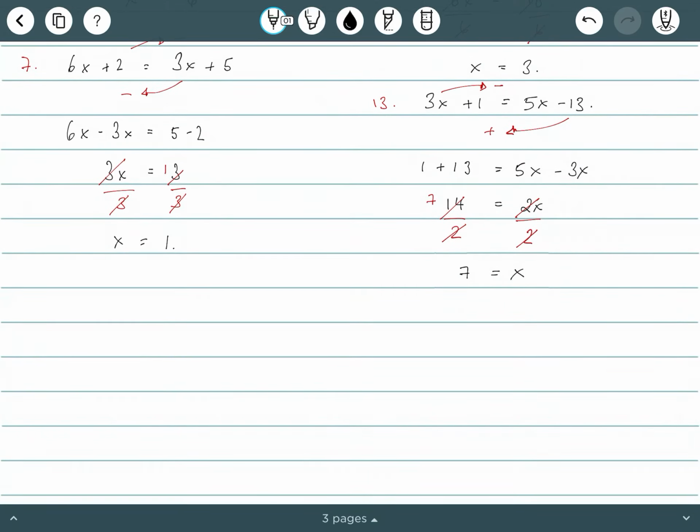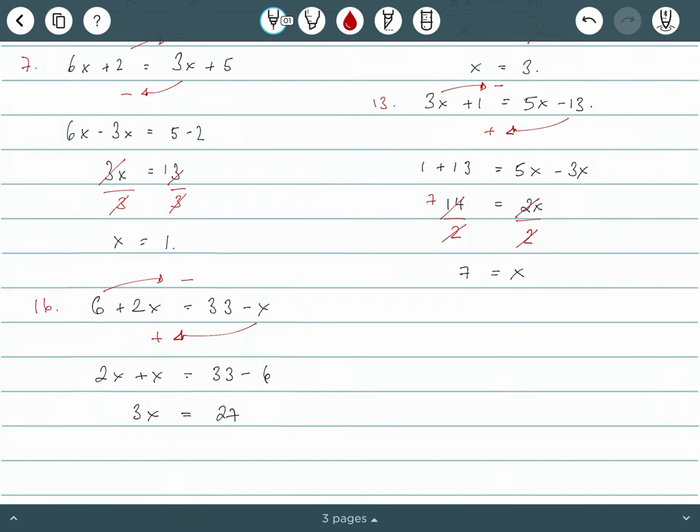Okay, question 16. So we've got 6 plus 2x is equal to 33 minus x. Let's move the x's to the side of the larger. That's going to become a positive. That's going to become a minus. So now we have 2x plus x is equal to 33 minus 6. So 2x plus x is 3x, and 33 minus 6 is 27.